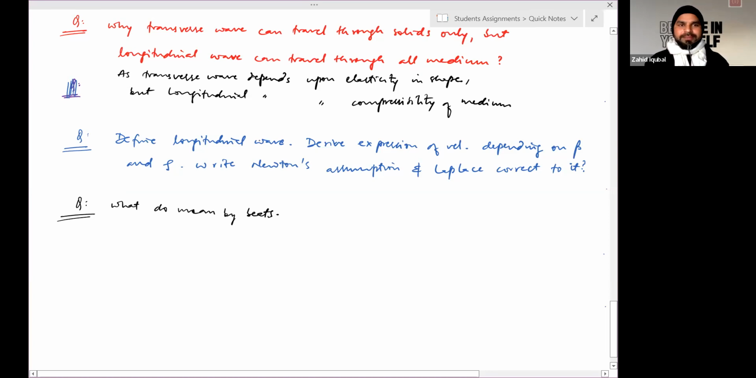So start your preparation. For the next class, just prepare two chapters, that is mechanical properties of solids and mechanical properties of fluids. I will give you a paper and define different questions from those two chapters, according to which you'll be asked in your upcoming examination. Okay.